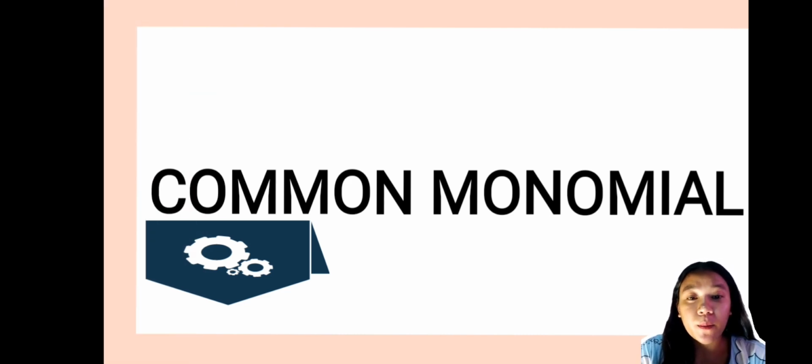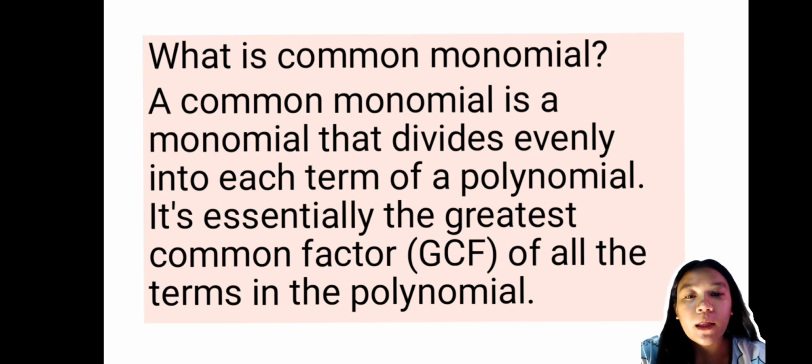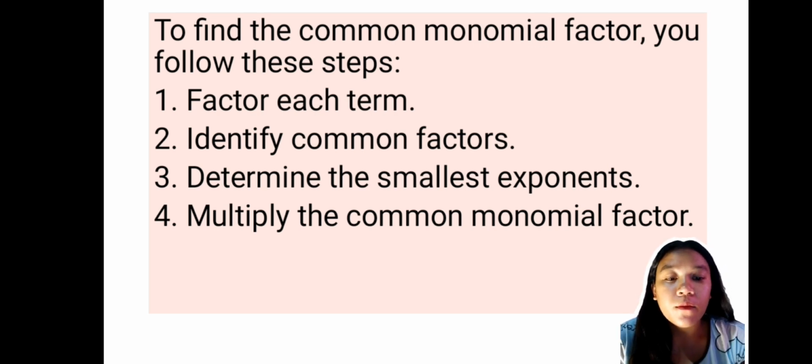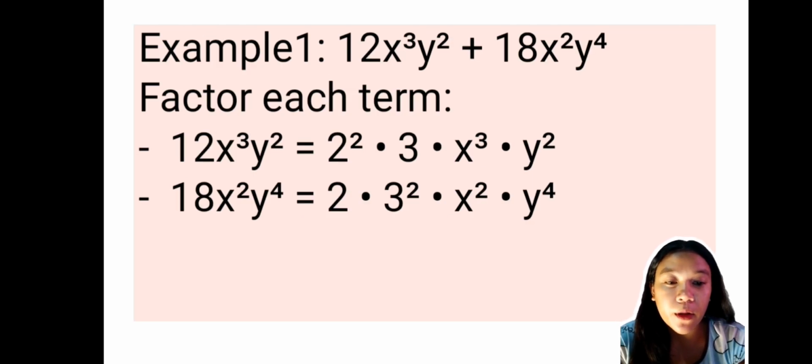So our topic is common monomial factor. What is a common monomial? A common monomial is a monomial that divides evenly into each term of a polynomial. It is essentially the greatest common factor, or GCF, of all of the terms in the polynomial. To find the common monomial factor, you follow these steps. First, factor each term. Second, identify common factors. Third, determine the smallest exponents. Fourth, multiply the common monomial factor. So let's proceed to our example.